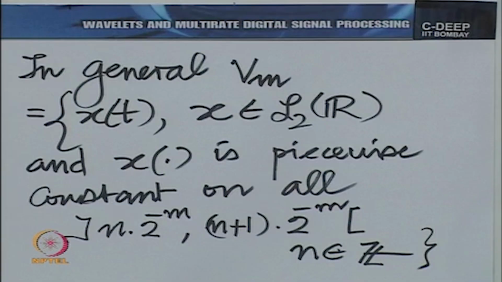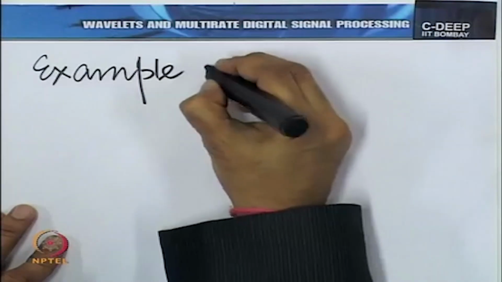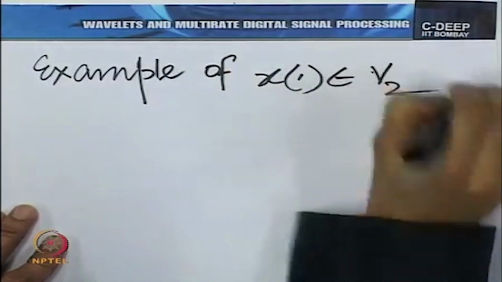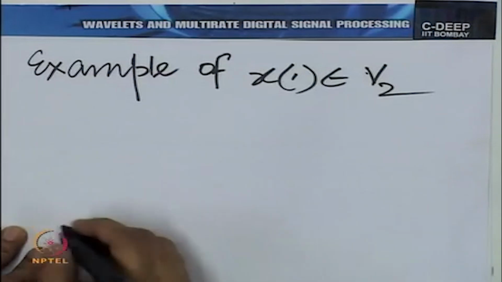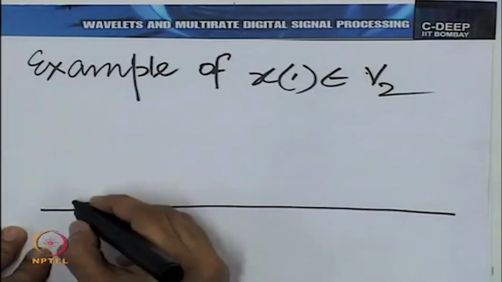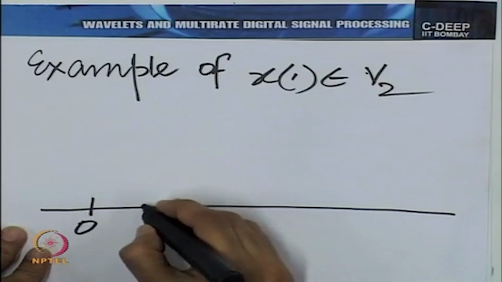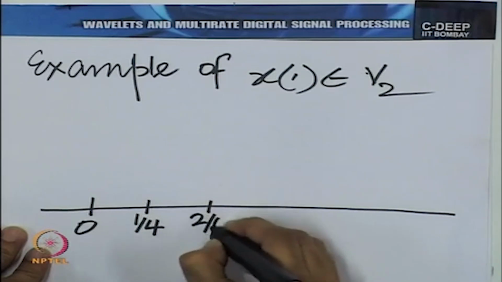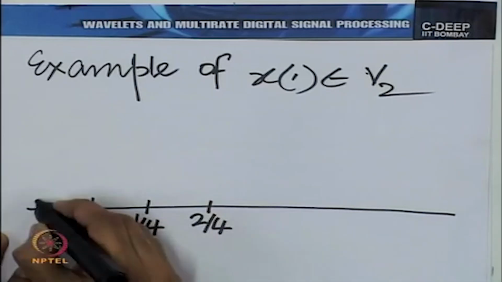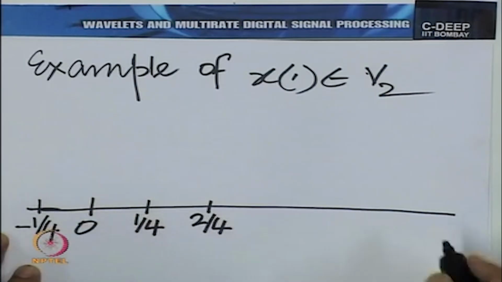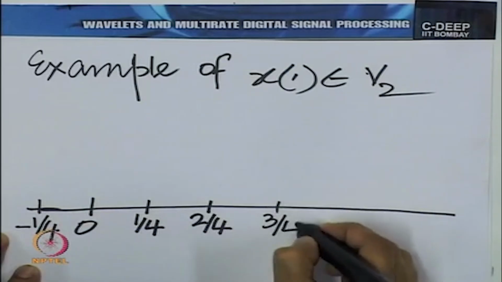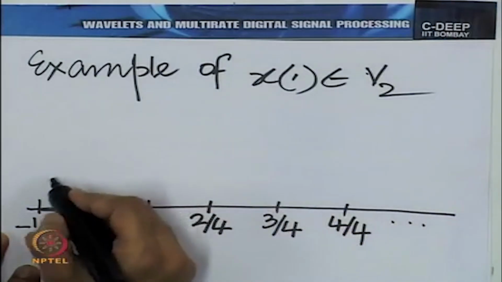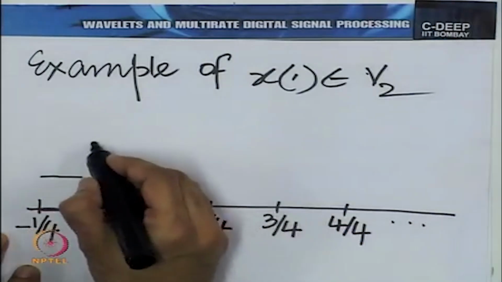To fix our ideas, let us sketch a couple of examples. So, let us take an example of x belonging to V 2. It would look something like this. So, you would have intervals of 1/4 here. And in fact, to be complete, we should also include intervals before 0 and so on. And we have piecewise constancy on these.